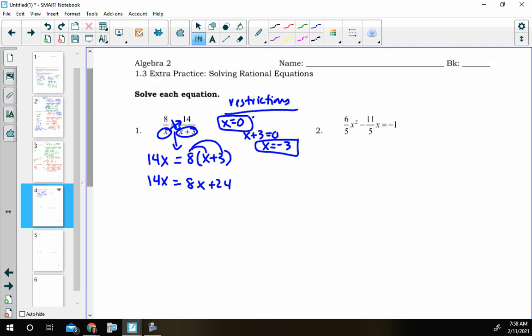Now I'm going to keep solving here. So I'm going to subtract 8x. Divide by 6. So I get x is equal to 4. So I look up there. I check. It is not one of my restrictions, so it's not extraneous.